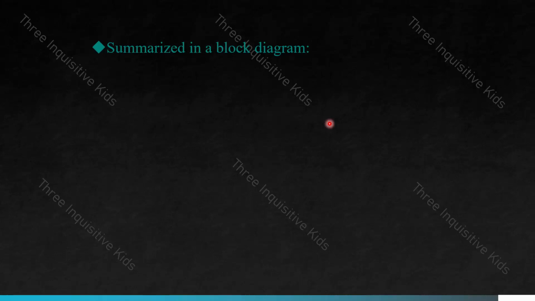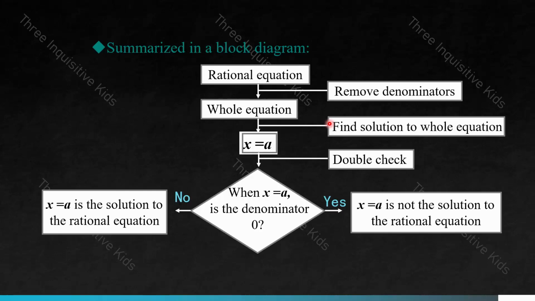It is meaningless. So to summarize in a block diagram, we start at the top with the rational equation. We remove denominators and this gets us to a whole equation. And then we find the solution to the whole equation, which gets us the form of the variable with its solution. After double checking, we ask ourselves, when x is equal to a, is the denominator 0? If it's no, then x is equal to a is the solution to the rational equation. But if the answer to this question is yes, then x is equal to a is not the solution to the rational equation.